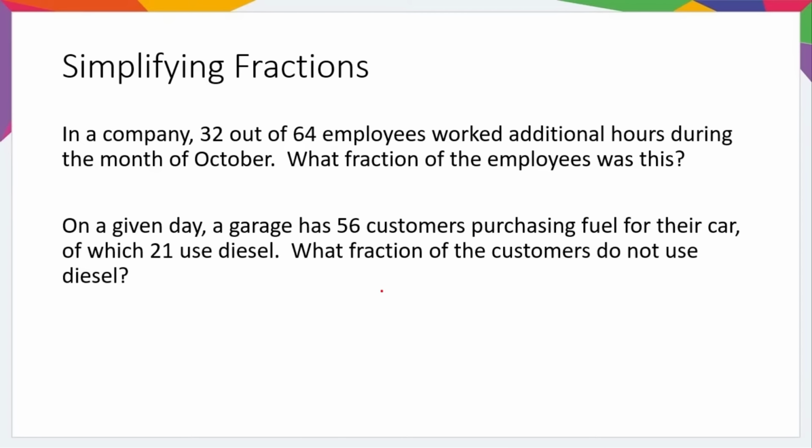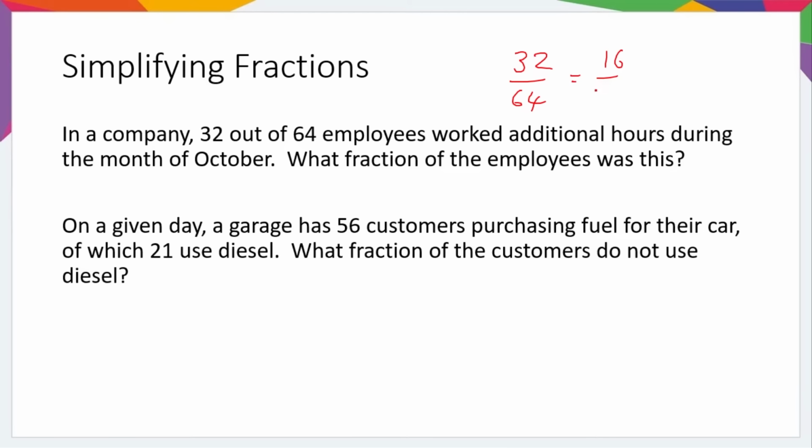So let's have a look at a couple of worded questions. These are relatively easy questions. If we look at the first question, what fraction of employees worked additional hours in the month of October? Well, we know it's 32 out of 64. So let's just write that as a fraction, 32 out of 64. That is the correct answer, but we need to simplify it. Hopefully we've spotted that they're both divisible by 2 because they're both even numbers.